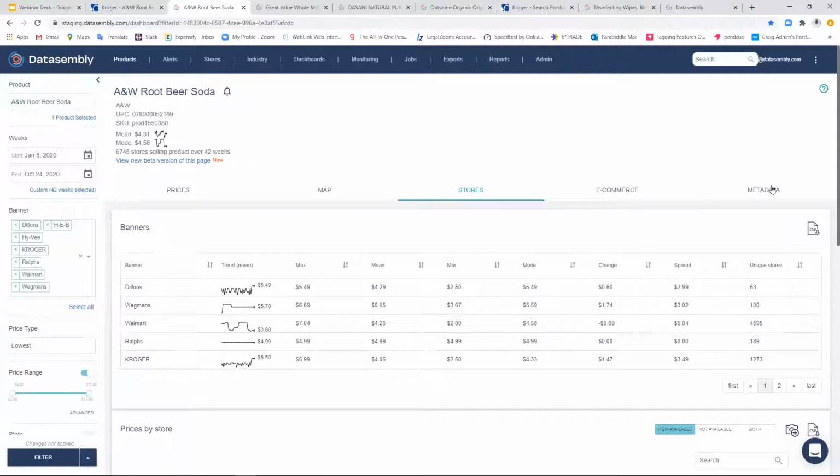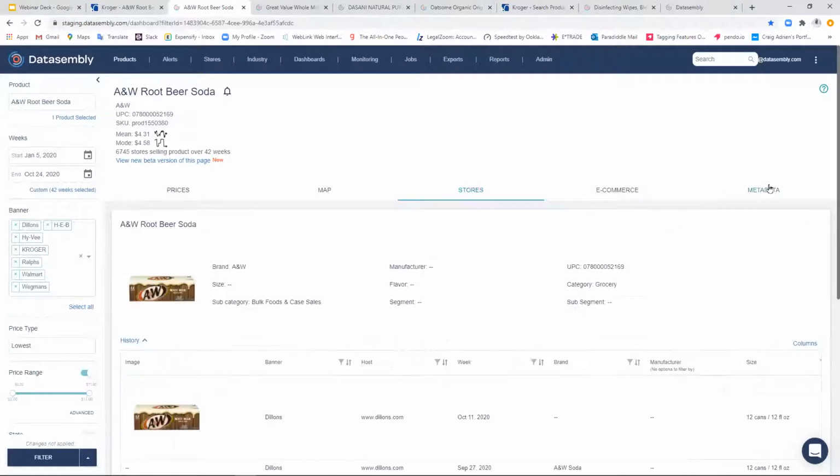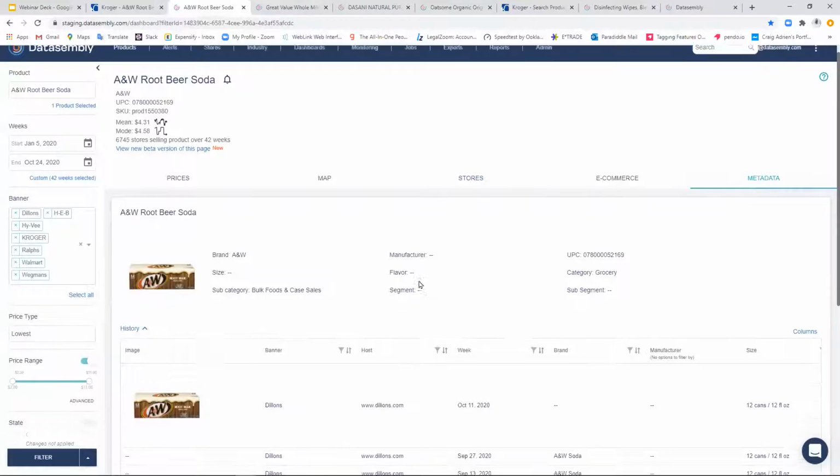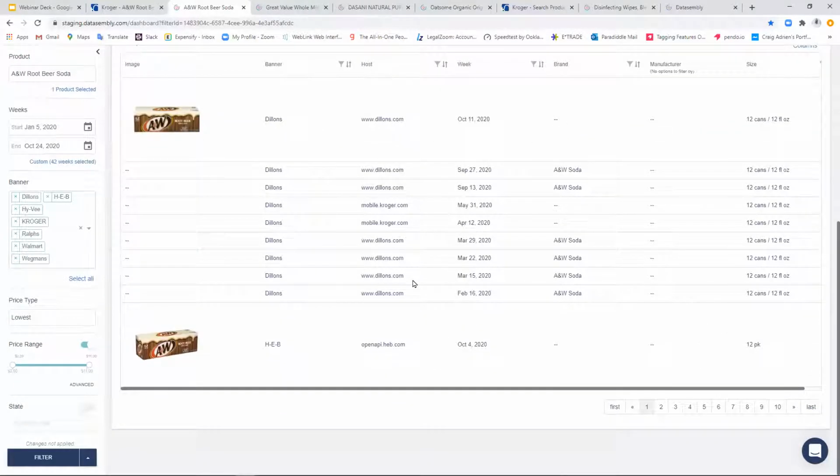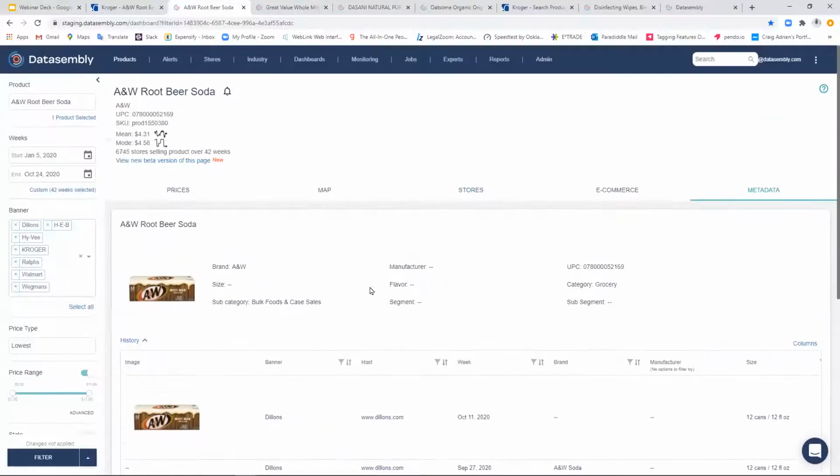We also do, as we shop these aisles, and Datasembly will gather for you those images, right? So that you know your product is represented correctly on those retailers' websites. And we do have our history available here and where we're capturing this from, again, just to make sure that your product is showing as you expect it to be showing.